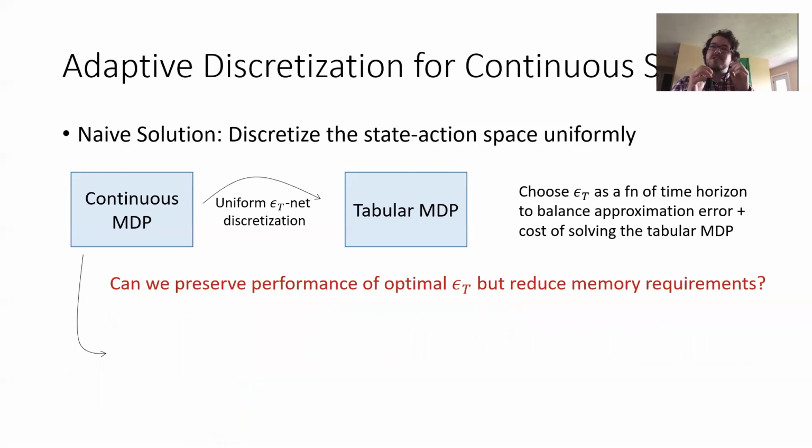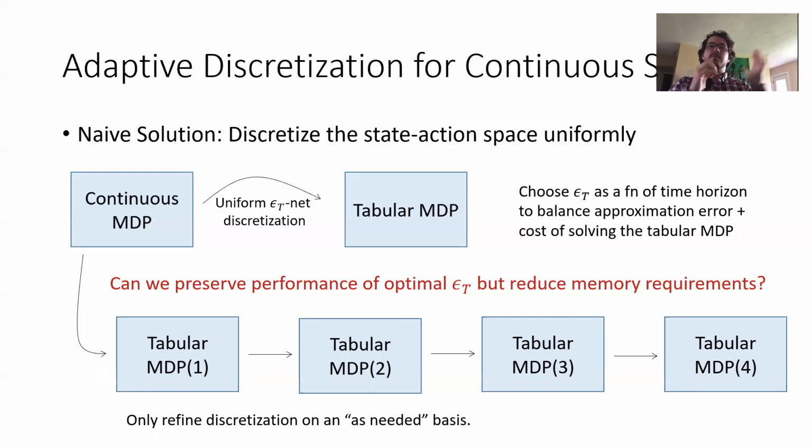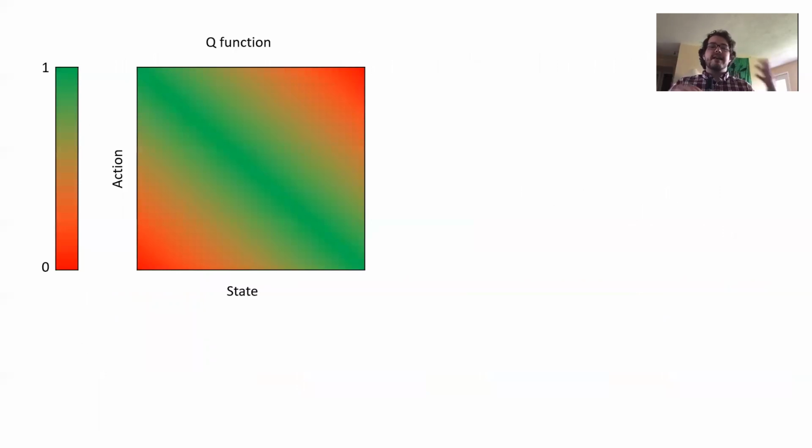And so our approach is to try and preserve the performance of this optimal epsilon discretization, but reduce the memory requirements of the algorithm. And so what we do instead of picking a fixed discretization is make a sequence of discretizations where we only continue to discretize this space on an as needed basis. And so we initially create a coarse discretization before continuing to a slightly more fine discretization, and the process then continues. And so to highlight what the algorithm is doing, instead of just showing some pseudocode, I want to walk through an example.